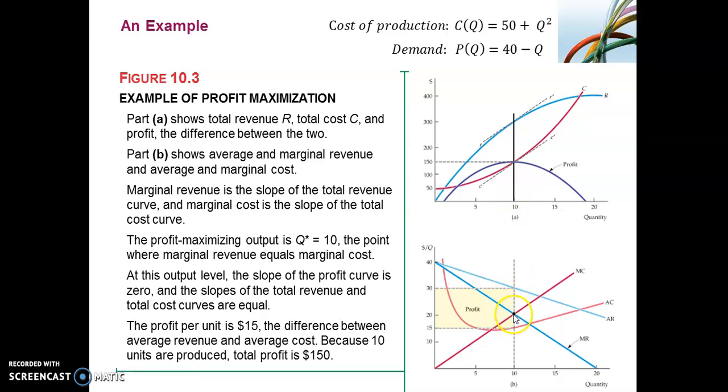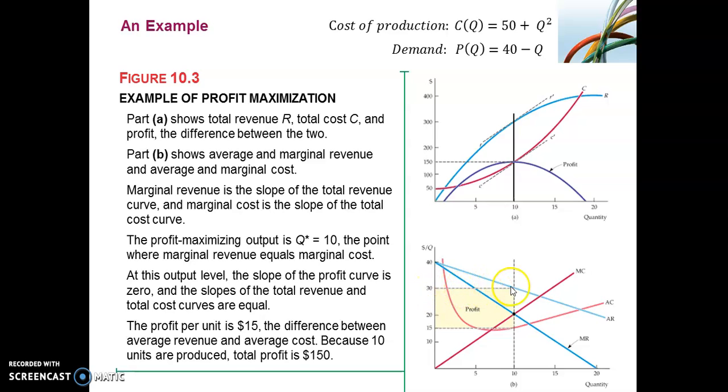And if you need to determine the price, remember we are going to trace it up to our average revenue, which is our demand curve. And the price for that level of output is P equal to 30.